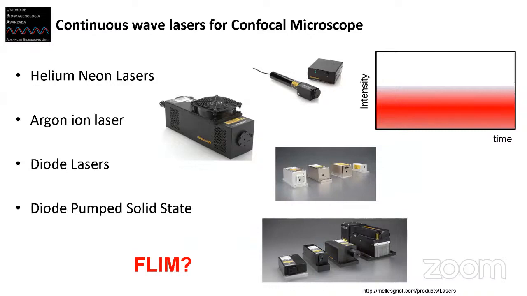So speaking about light, when we speak about confocal microscopy, what we have is lasers. And most of the lasers used in confocal microscopy are continuous wave, which means that if you measure the intensity over time, it's more or less constant.